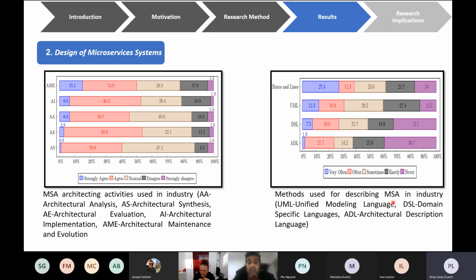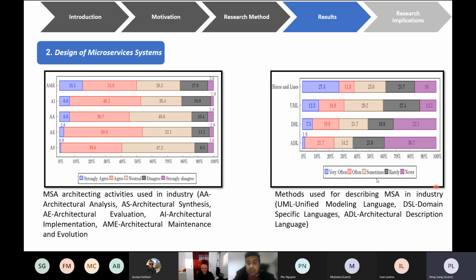Regarding describing microservices in the industry, we asked what kind of strategies or methods practitioners are using for describing architecture. Most of the participants said they are mainly using boxes and lines, UML, and UML diagrams. So these are basically semi-informal or semi-structured methods they are using.